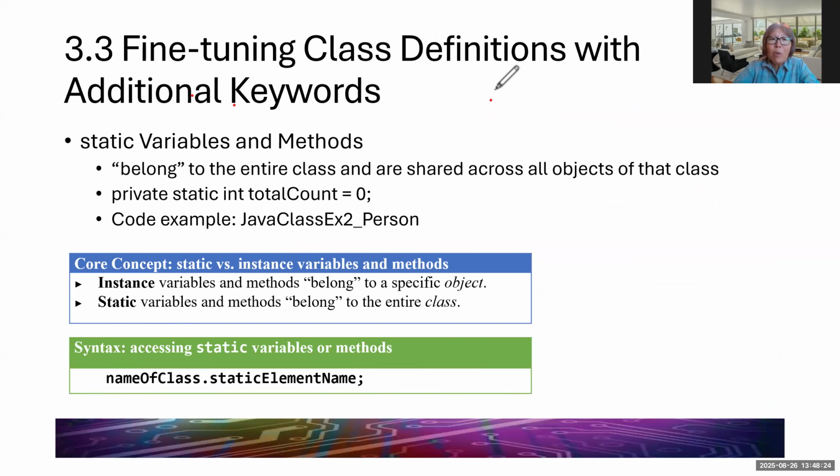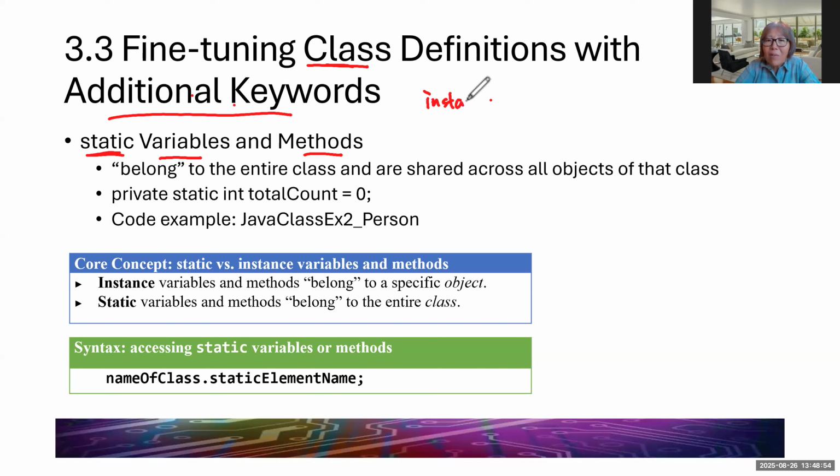Okay, so today we will learn a couple of new additional keywords used in class definition. The first is regarding the keyword static. So static can be used for both variable and method.